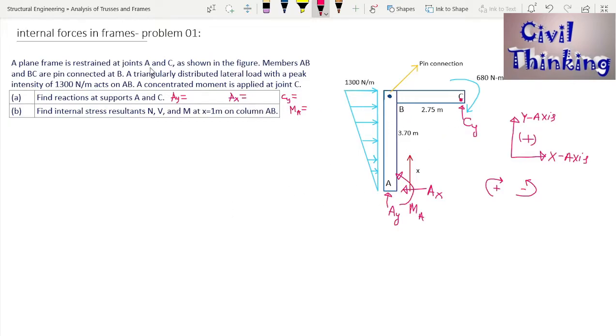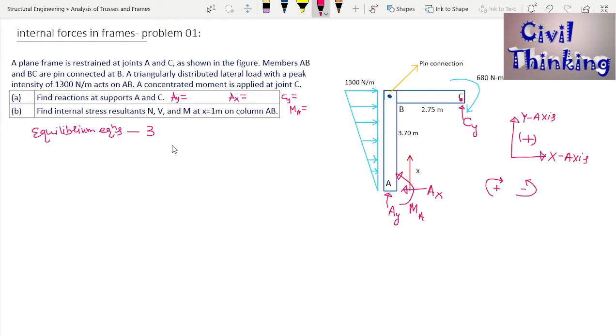Now let's find them one by one. How do we find the support reactions? We find the support reactions with the help of equilibrium equations. Because this is a 2D frame, there will be three equilibrium equations.